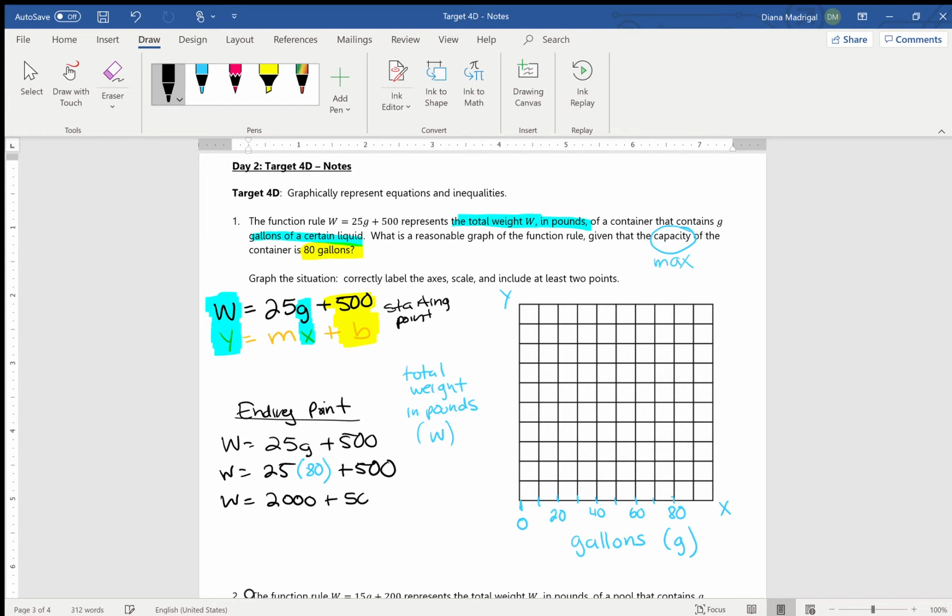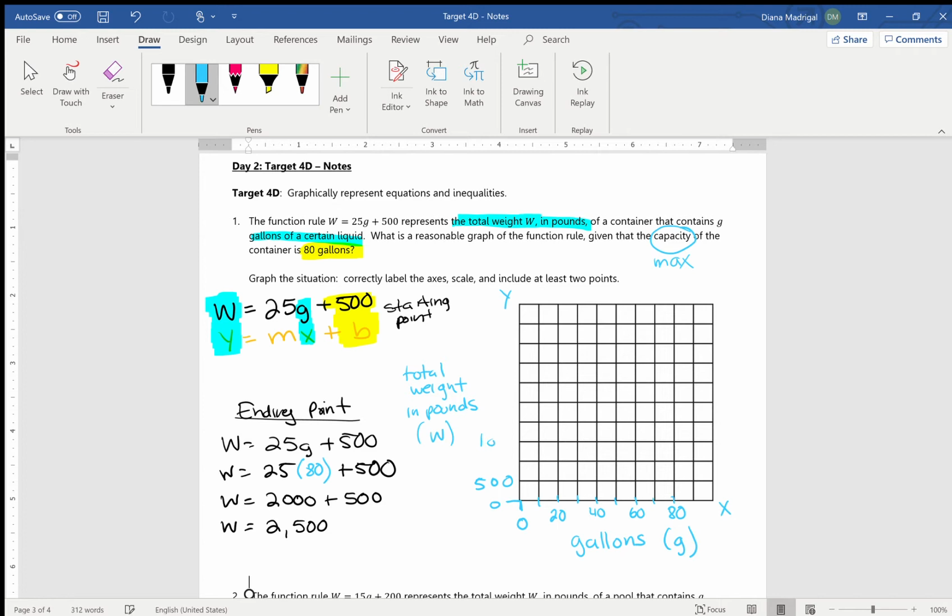Plus 500, that means that the max capacity of this is going to reach all the way to 2,500. That's the total weight, that means that is the ending point. That means I'm going to start with 500 on my y-axis. Obviously, this right here is 0. Then I'm going to go with 500. Next, I'm going to keep going by 500.